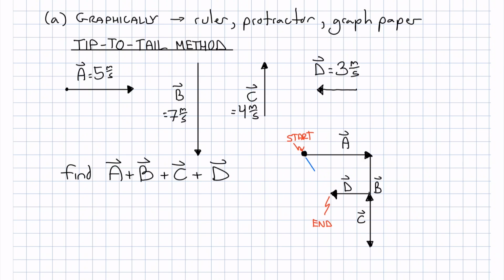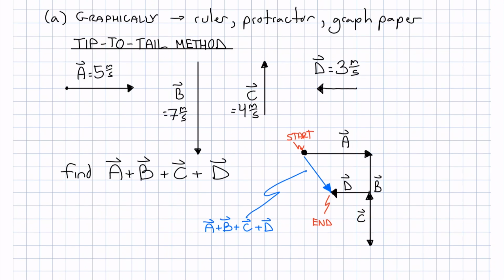And just like before, to find the vector sum, we just draw an arrow from our starting point to our ending point, and this is the resultant vector. This is the sum A plus B plus C plus D. The nice part is you can see you could do this for any number of vectors. You could add 100 vectors this way. You wouldn't want to, but you could.